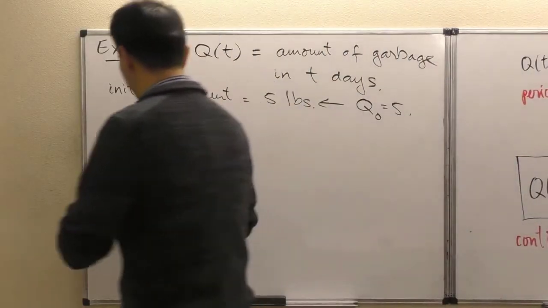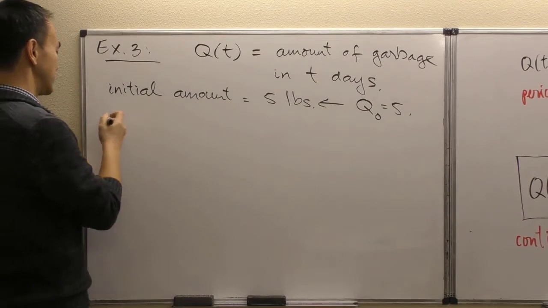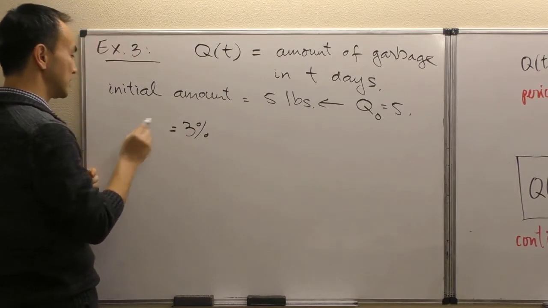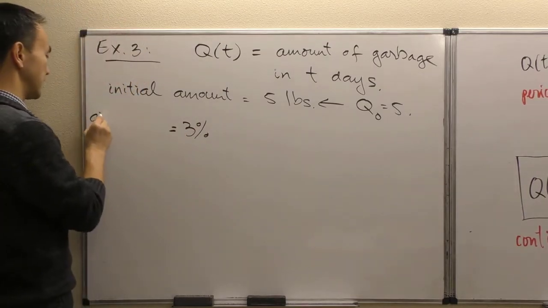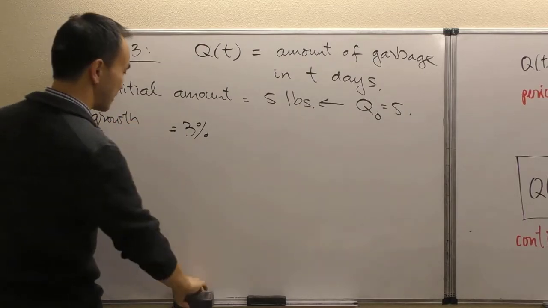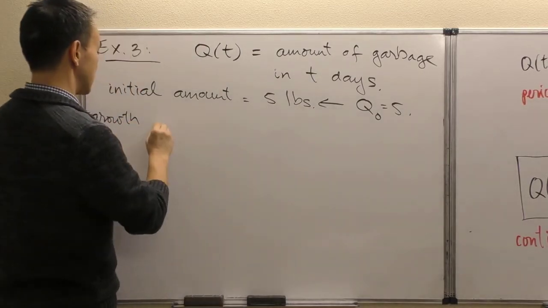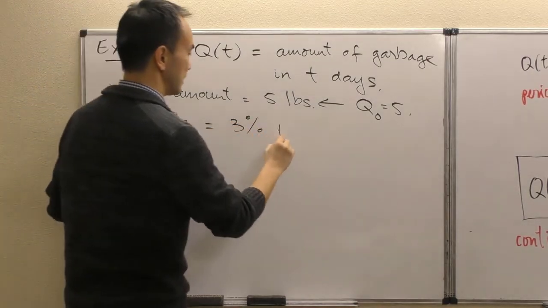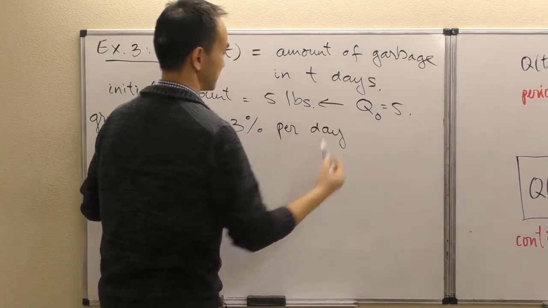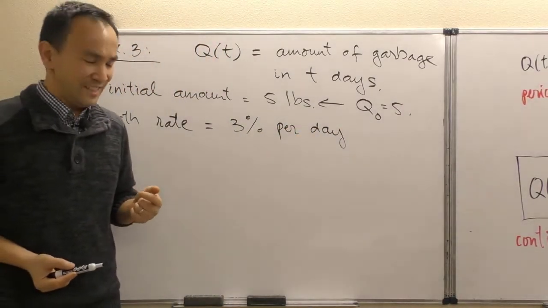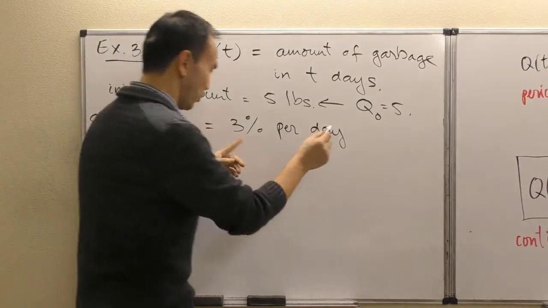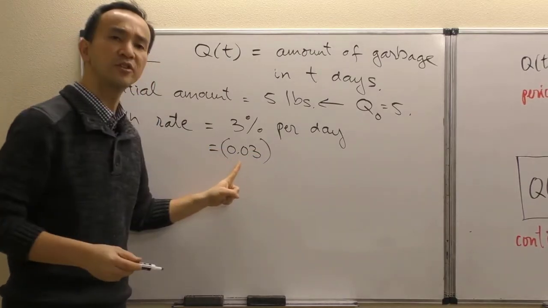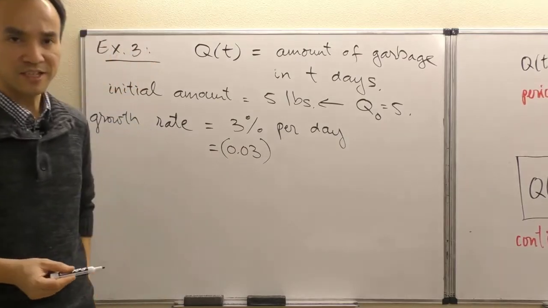And so now let's write it down. We know it's a growth, and so this 3% right here is indeed referred to as the growth rate, because we know the amount of garbage is increasing, it's growing. So now we have a growth rate of 3%, but 3% here is per day. 3% per day, or we can write that as 0.03 per day. Eventually, in the actual calculation, we're going to use the decimal.